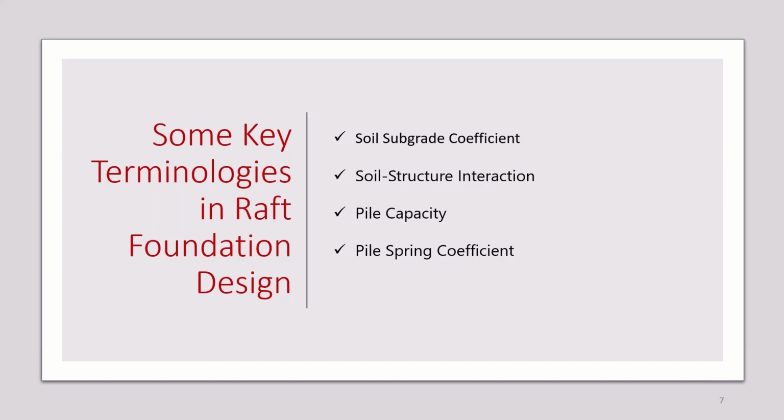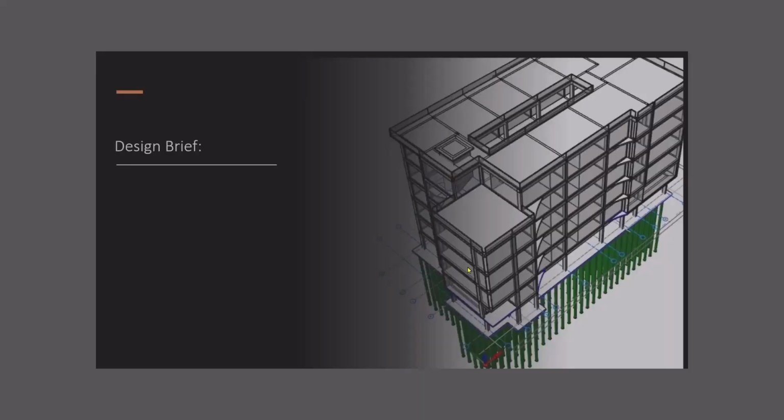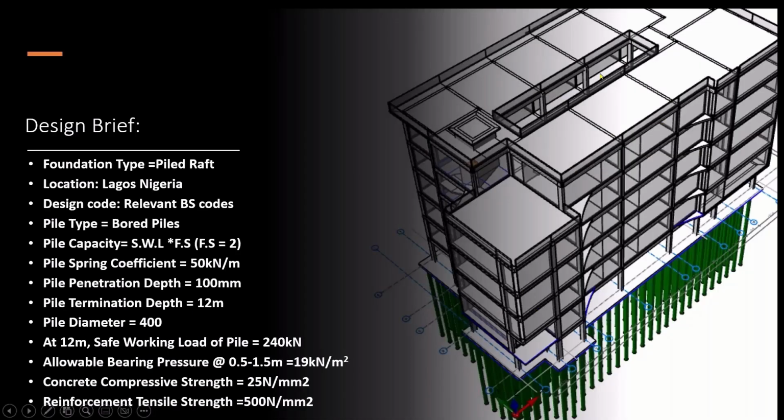The ultimate strength factor is usually given in the geotechnical report. As an engineer, you might wish to use your discretion, based on experience, to adjust whatever level they are given. Then pile spring coefficient is the axial stiffness of the pile, and it depends on the ground conditions and the pile type. Let's proceed.